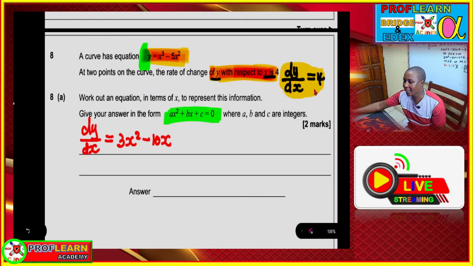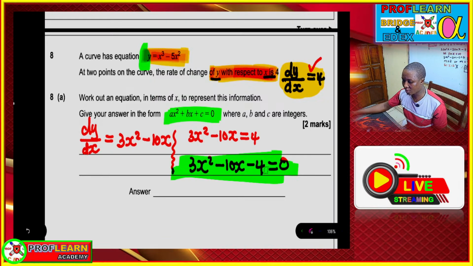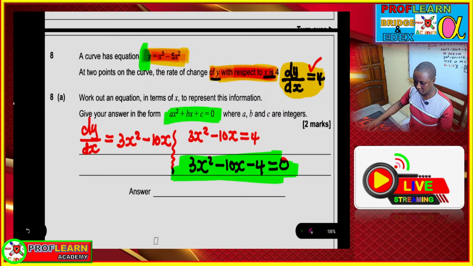But dy/dx is equivalent to this part. So we are going to say 3x squared minus 10x is equal to 4. Then we can take this 4 to the other side of the equal sign, and we're going to say this is going to be 3x squared minus 10x minus 4 is equal to 0, which is the equation they wanted us to arrive at.